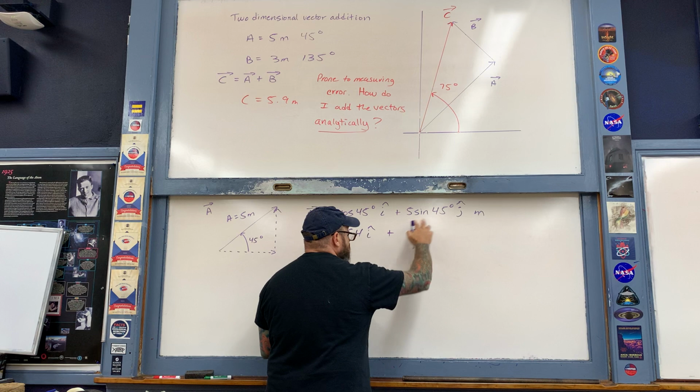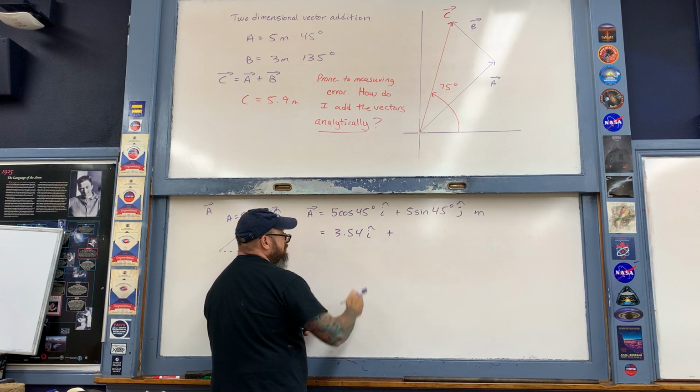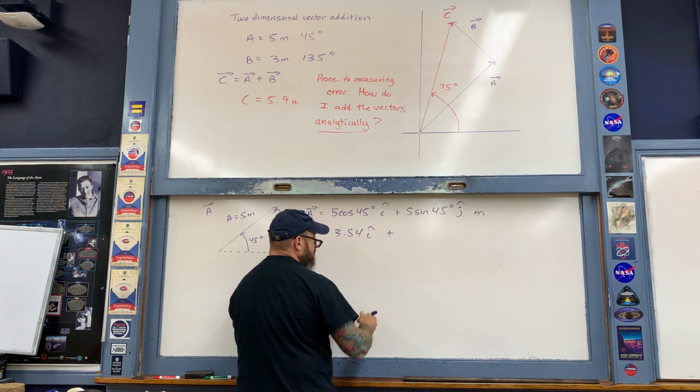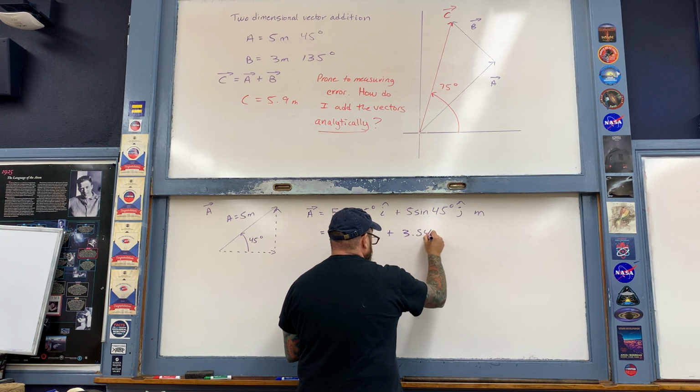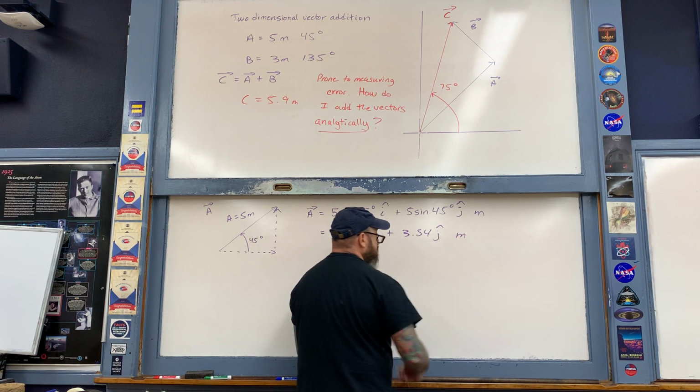So, same thing for the sine of 45. If you recall from basic trig, cosine and sine of 45 are the same thing. So this right here is also 3.54, like so.